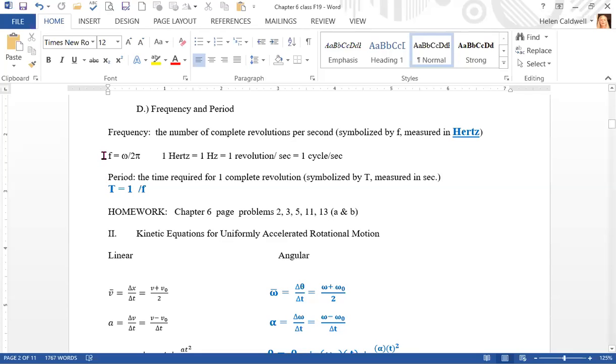There's a relationship between frequency and angular velocity. f is equal to omega divided by 2 pi. Why 2 pi? Well, 2 pi is once around the circle. So 1 revolution around the circle. So your angular velocity divided by 1 revolution will give you the frequency. All right, so some practice problems related to what we've just talked about can be found at the end of chapter 6.